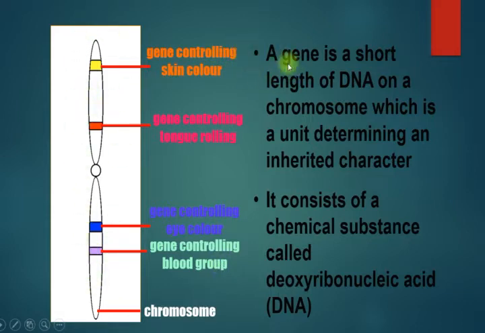What is a gene? A gene is a short length of DNA, a segment on the chromosome, which is a unit determining an inherited character. So the gene determines the inherited characteristics. It consists of a chemical called deoxyribonucleic acid, or DNA. That is referred to as the gene.